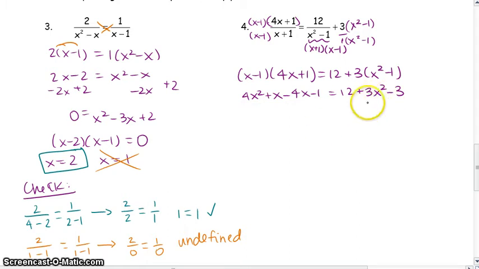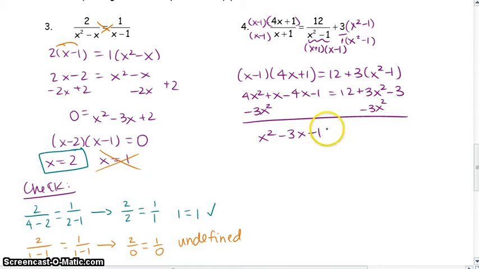I'm going to get all my x squareds on the other side. So subtract my 3x squared, subtract 3x squared. Okay, it's not wanting me. Okay, here we go. So I have an x squared over here. I'm going to combine my like terms. So I'll have a negative 3x minus 1 equals 12 and negative 3.